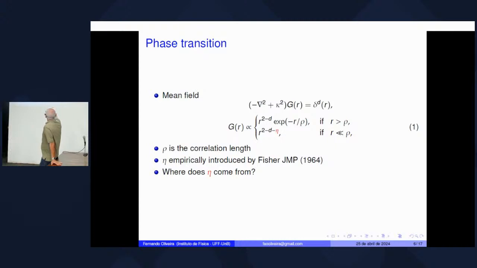And that equation here is easy to solve, it is in this book, and the solution is just R to the power 2 minus D, exponential of minus R over rho. Rho here is the correlation length, I forgot to put it here. That's the inverse of kappa here. Rho is 1 over kappa, okay? Is the inverse of kappa, the correlation length, and it is obtained like that.